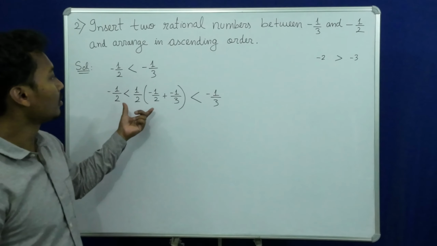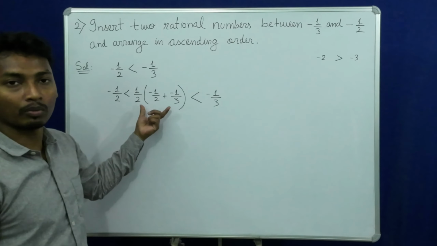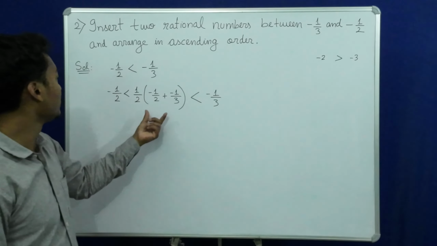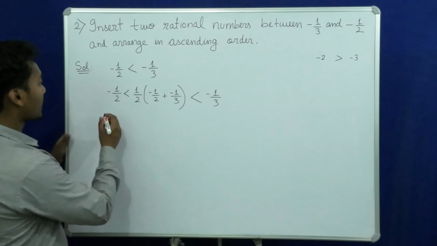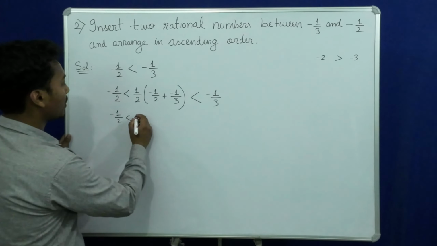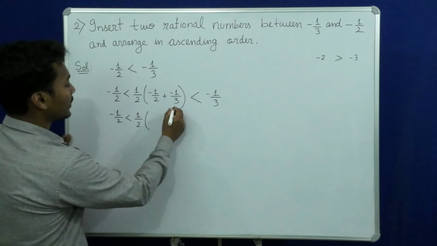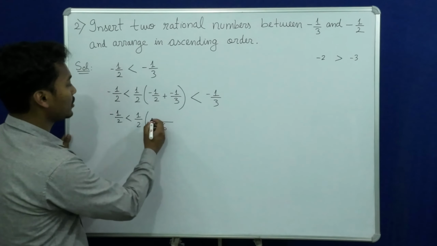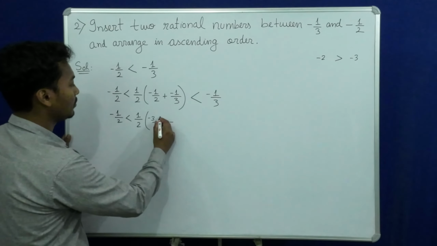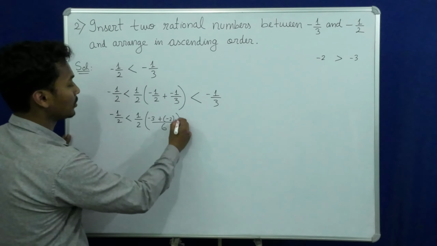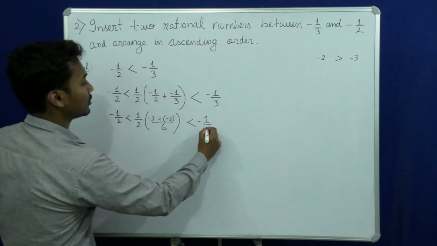Now for using this method we have to do it one at a time. So after we get this rational number, we will go for the next rational number between this and this, or this and this. So -1/2 less than 1/2, LCM of 2 and 3 will be 6. So 2 3s are 6. 3 into -1 is -3 plus 3 2s are 6, 2 into -1 is -2, less than -1/3.